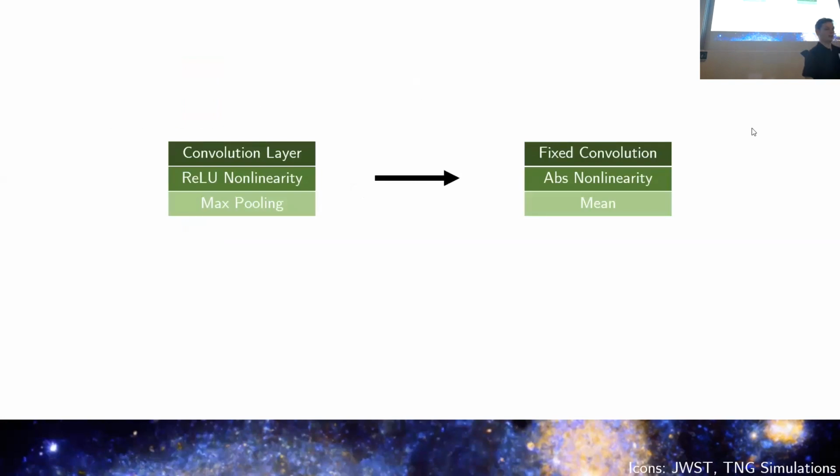So the other changes that we do in the scattering transform is we change the convolution layers to fixed convolutions. ReLU nonlinearities are really common in CNNs, but we change that to an absolute value because our convolution filters are complex. And then instead of max pooling, we just use a spatial mean. And these have some math properties that people a lot better than me at math have worked out, are very useful, and they're very stable to deformations.